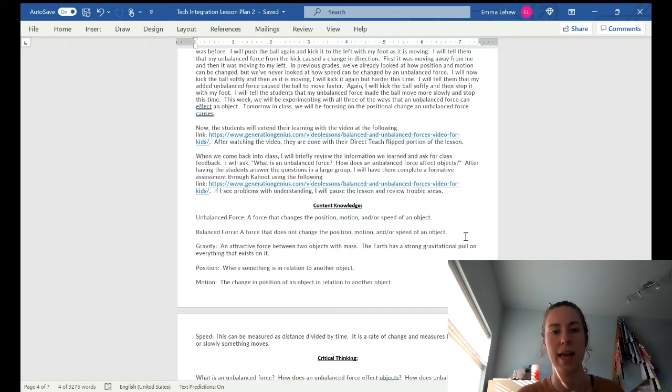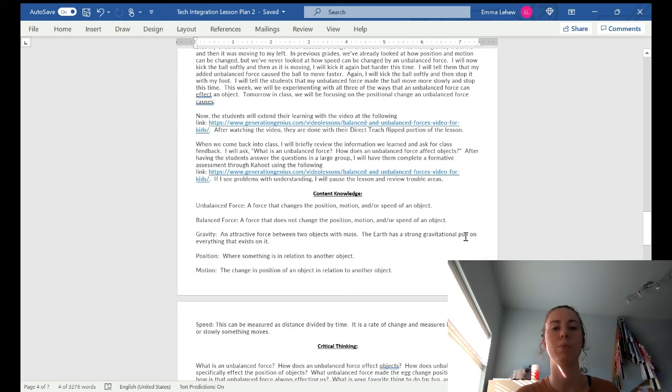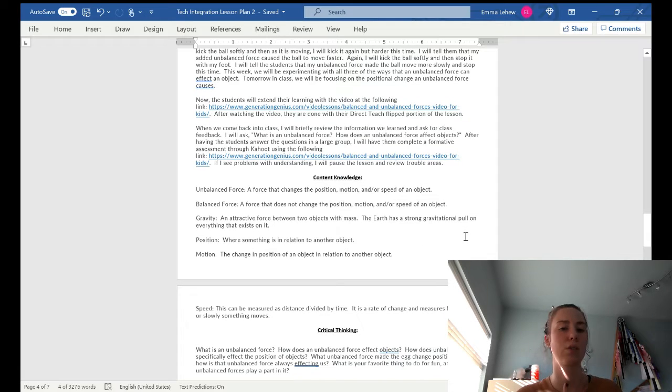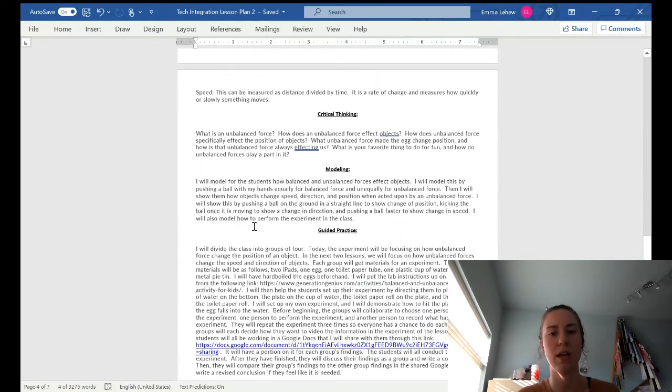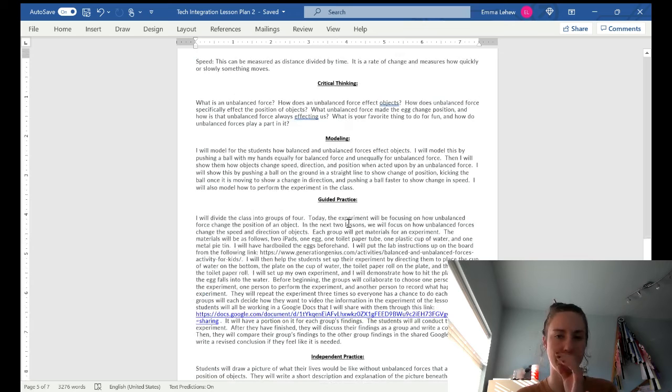And then if they're having a lot of problems with something and I notice that through the Kahoot, then I will stop the lesson and reteach those things, because flipped classrooms are only as effective as the student's learning is. My content knowledge definitions are there. My critical thinking questions are right here. And so you can read those throughout my lesson. You'll see them sprinkled throughout.